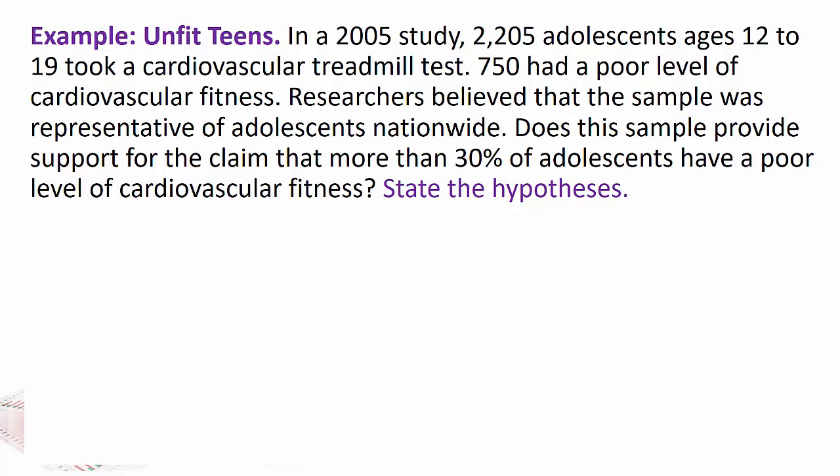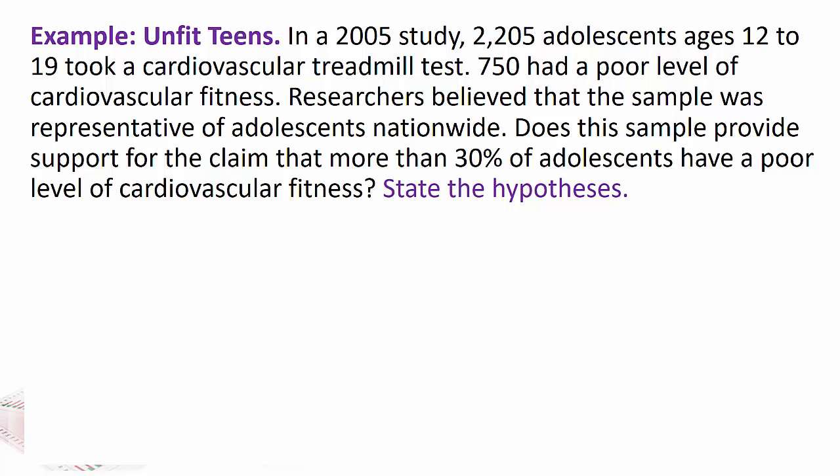In our last example, we're going to look at unfit teens. In a 2005 study, 2,205 adolescents ages 12 to 19 took a cardiovascular treadmill test. 750 had a poor level of cardiovascular fitness. Researchers believe that the sample was representative of adolescents nationwide. Does this sample provide support for the claim that more than 30% of adolescents have a poor level of cardiovascular fitness? And let's state the hypothesis.